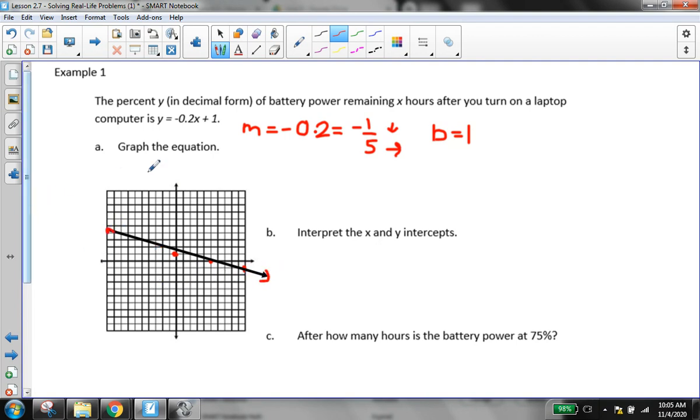Now, if we're trying to figure out what this actually stands for, we have to know what this graph means. It says the y-axis is our percentage, in decimal form, of the battery power. It's a good habit to label what the x and y-axis stand for. So the x-axis is hours, and the y-axis is percent of battery power.